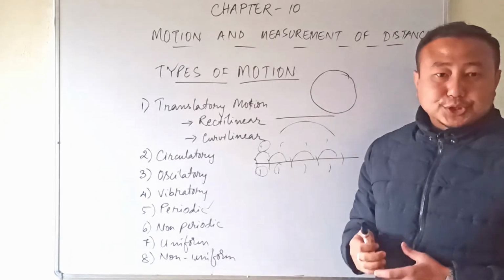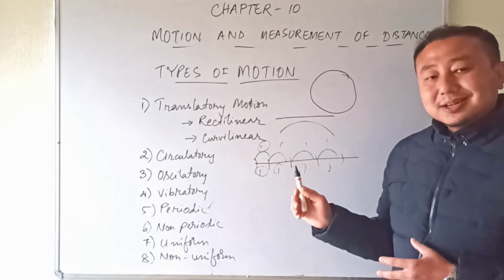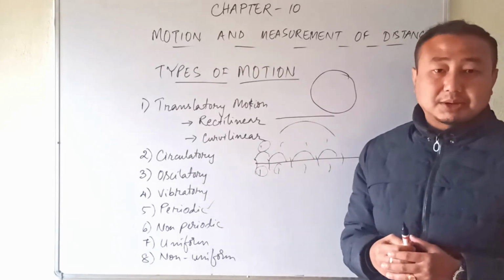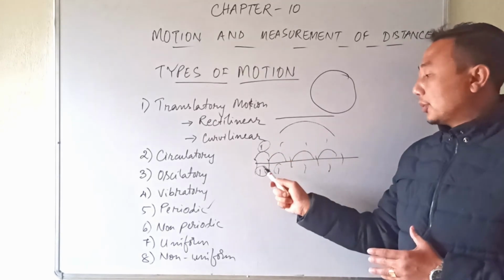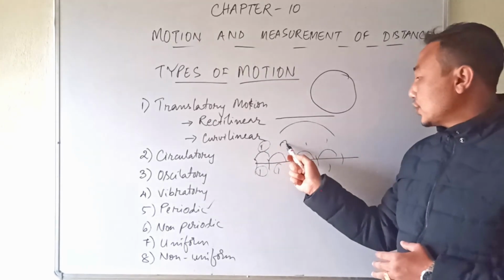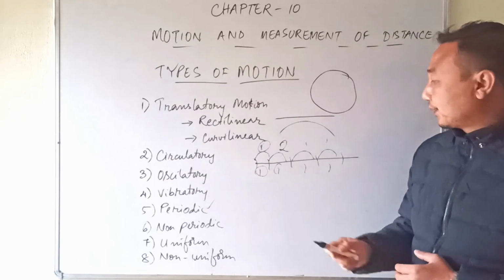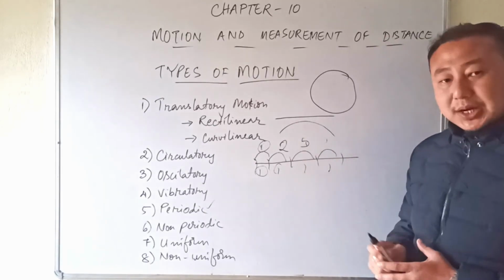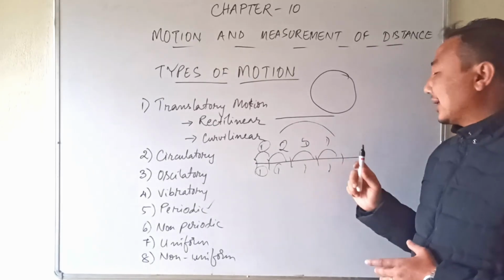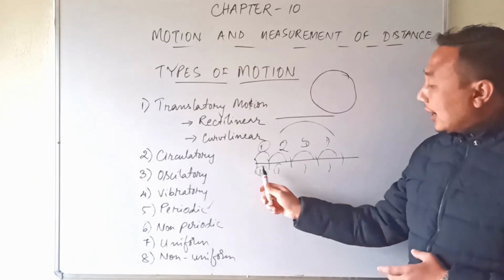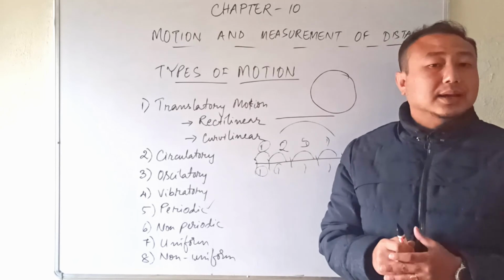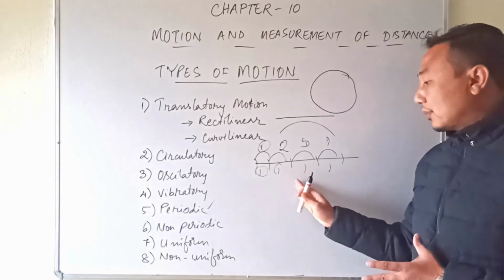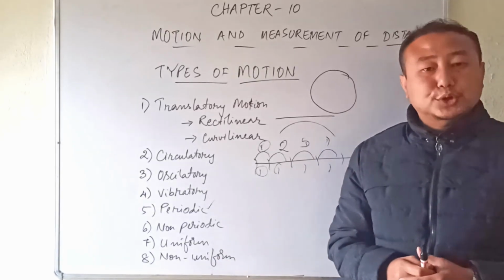The last type of motion is known as the non-uniform motion. It is the type of motion in which an object covers unequal distance in equal intervals of time. Let us say an object is moving. It covers 1 kilometer in the first 1 hour, 2 kilometers in the next 1 hour, 5 kilometers in the next 1 hour, and 1 kilometer in the next 1 hour. So here, in every interval of time, the distance covered by this object is different. Such type of motion is known as non-uniform motion.